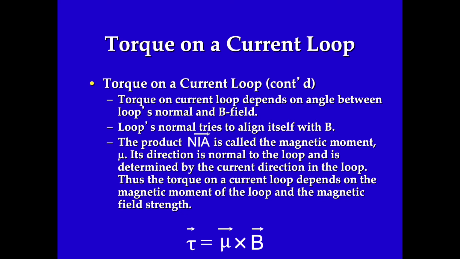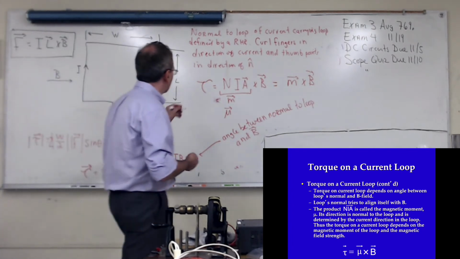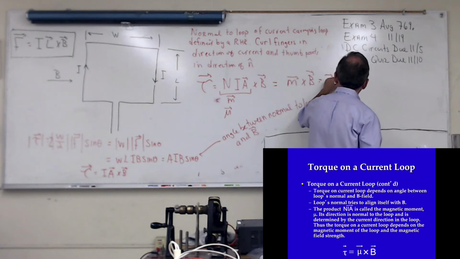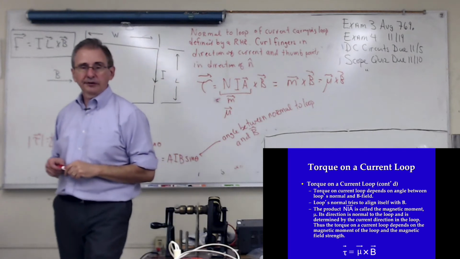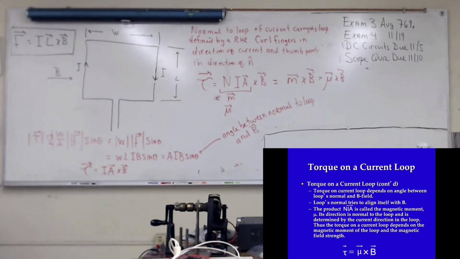So we can write the torque as m cross B, or mu cross B. Most books use mu. Some books use m. Okay. And that's the analog of the dipole moment, the electric dipole moment.